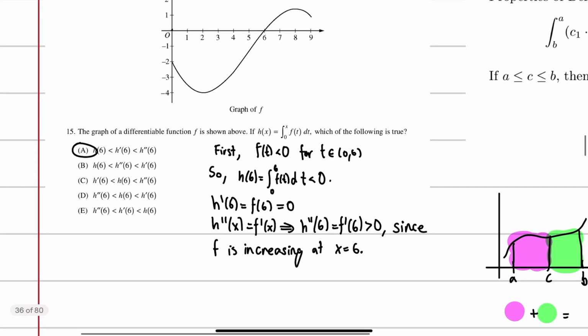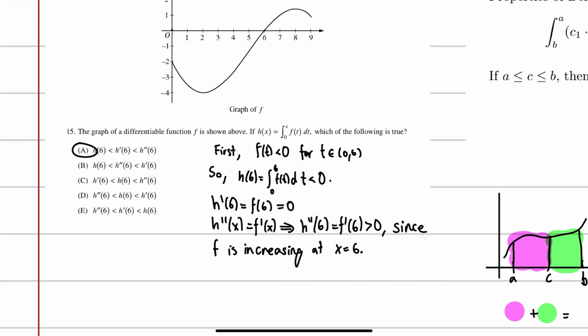What about h prime of 6? Well, first fundamental theorem of calculus, take the derivative, and this integral disappears. We just plug in x to our function, f of x. So h prime of 6 is f of 6, which we clearly see to be 0. So h of 6 is negative, h prime is 0.